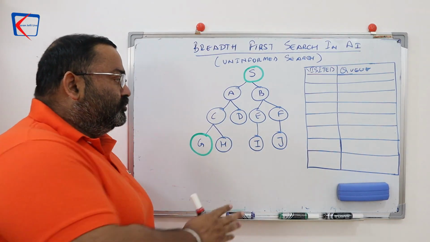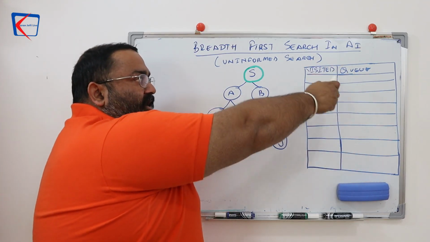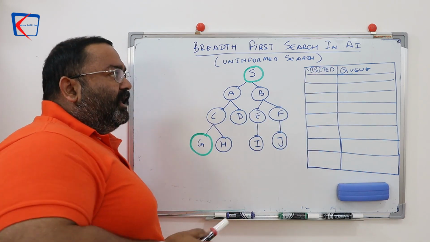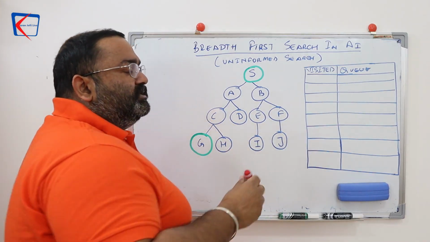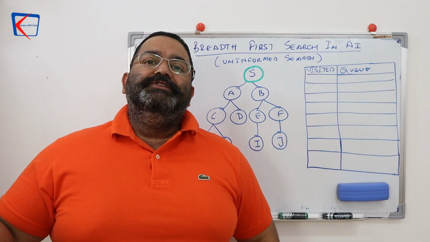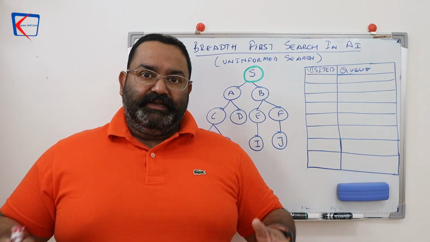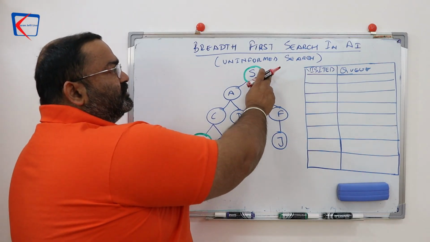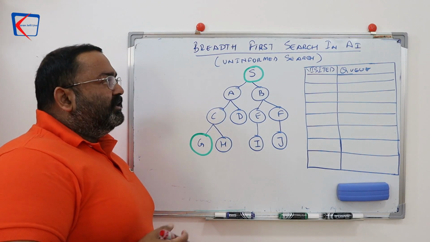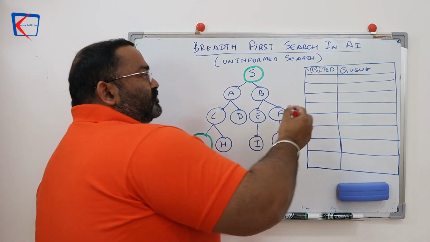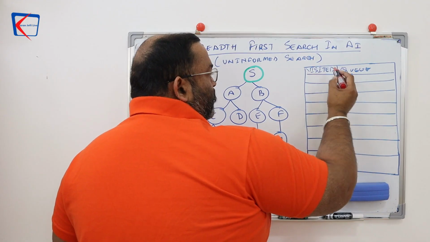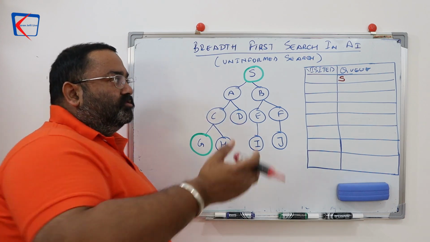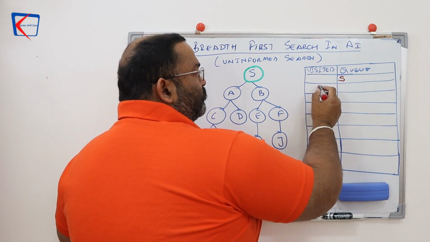To do this search I maintain a data structure in which I keep track of the nodes I have already visited, and I also maintain a queue in which I put the nodes I am going to visit next. Let us do it and you will understand. Suppose this is my starting node S. This is not my goal, so I put it in the queue. The queue follows the pattern first in, first out.